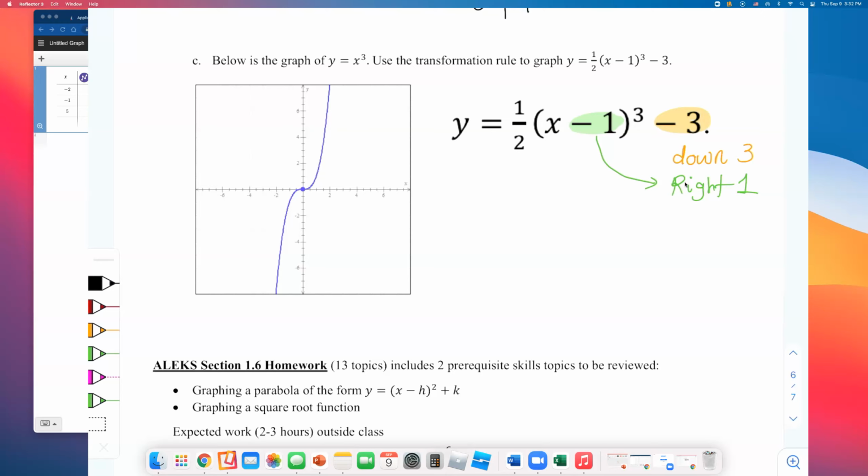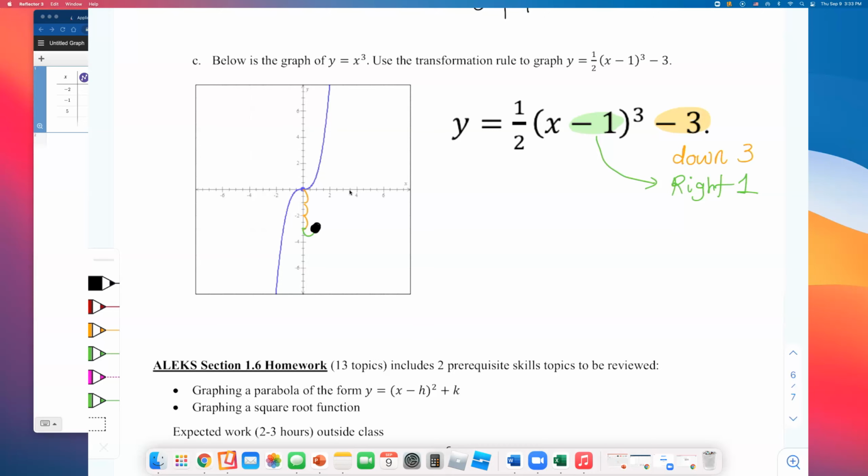So down 3. 1, 2, 3. Right 1. Here is that midpoint. Okay? But looking at the coefficient of half, the y value will go up at half the speed as this original function. So we're going to see something that is a little bit widened, okay?